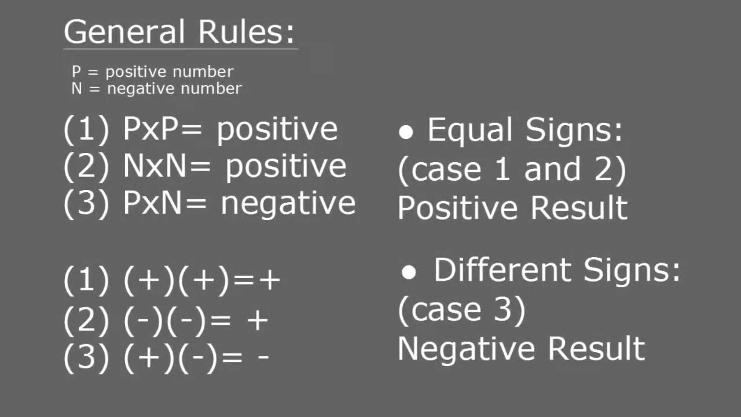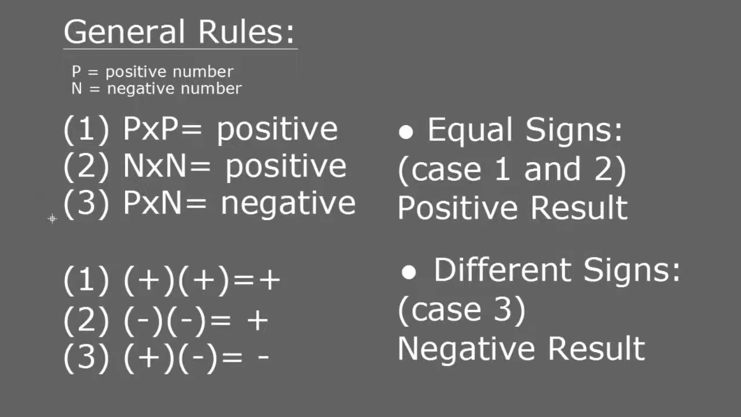These are the general rules in the multiplication of positive and negative numbers. In case number 1, we have positive multiplied by positive, and that gives you a result of a positive number. In case number 2, we have a negative number multiplied by another negative number, or a negative variable multiplied by another negative variable. Both of them are negative, therefore the result is going to be a positive number or variable.